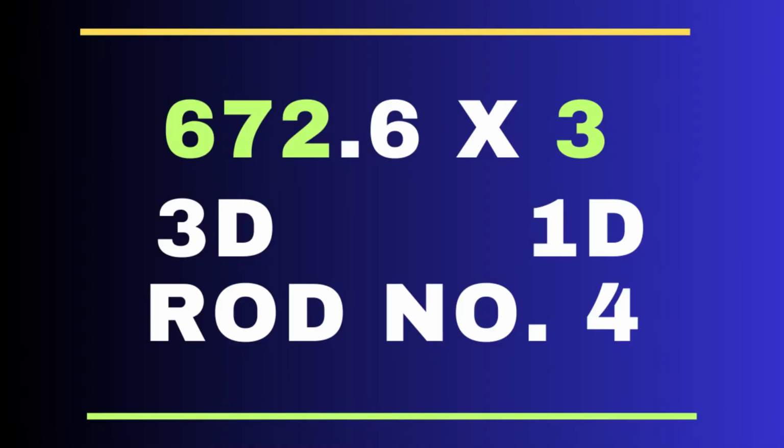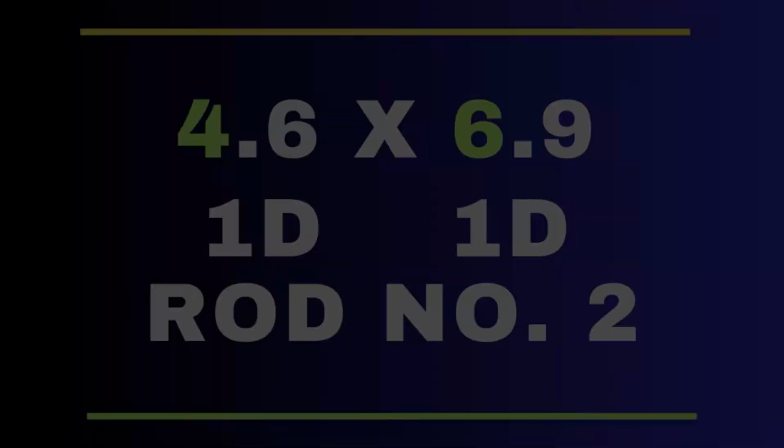Now this is the third example, 672.6 multiplied by 3. The integral part here in the multiplicand is 672 consisting of 3 digits, and the multiplier has only one digit, that is 3. So 3 digits plus 1 digit equals 4. So we need to take rod number 4 to place the answer from in this case.